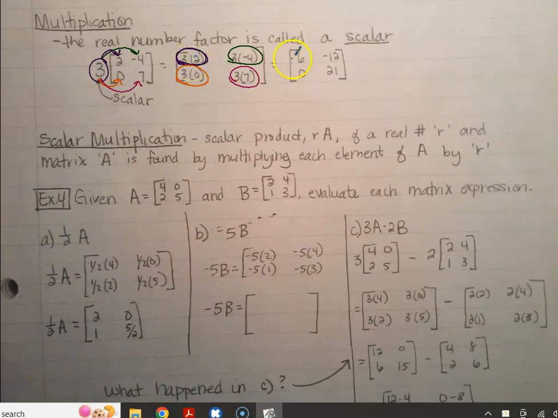3 times 2 is 6. 3 times negative 4 is negative 12.